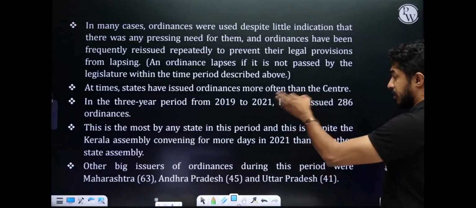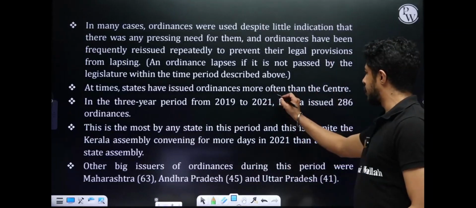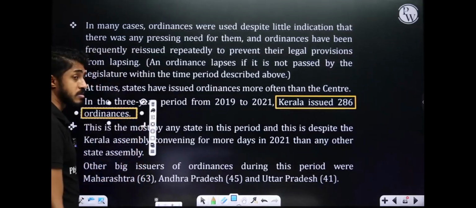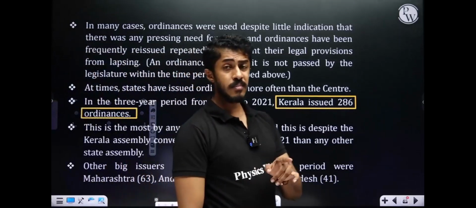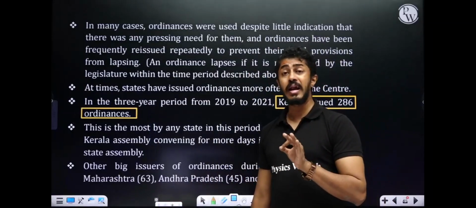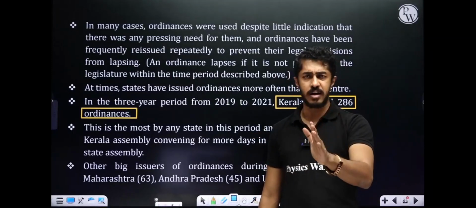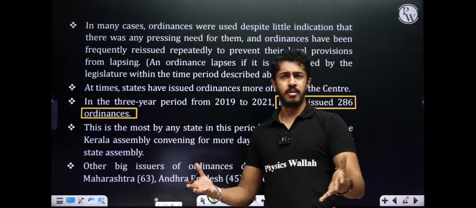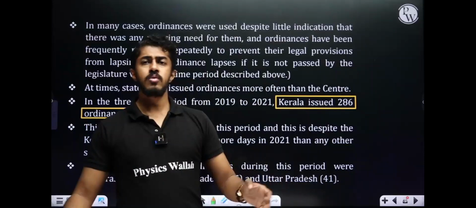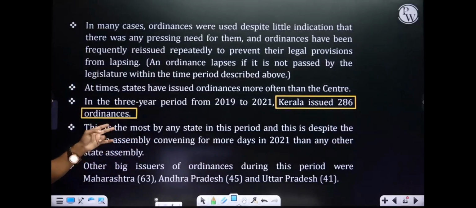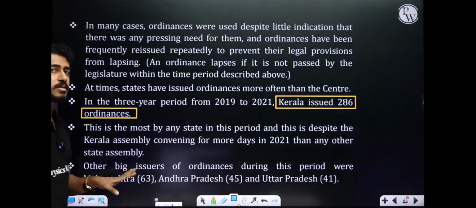In the three-year period from 2019 to 2021, the state of Kerala issued 286 ordinances. How much? 286. I had to read that sentence twice just to confirm for myself that this is even possible. It is true. It is absolutely true. This is the most by any state in this period, and this is despite the Kerala Assembly convening for more days in 2021 than any other state assembly.